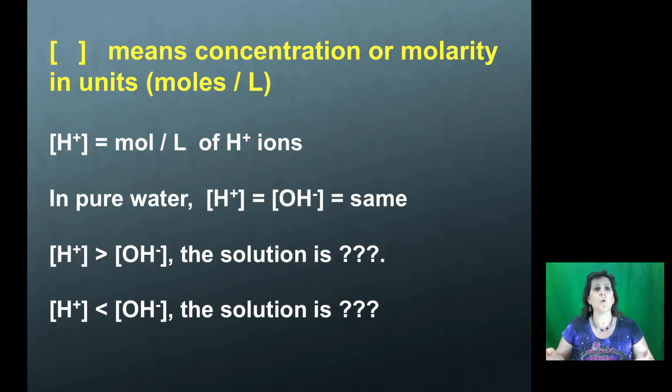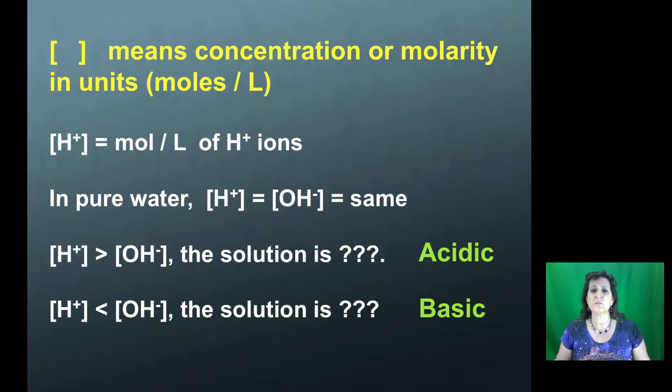When we put brackets around a chemical, it means it's the concentration of that chemical in moles per liter. So when we put brackets around H+, it means it's the moles per liter of H+ ions. In pure water, the concentration of H+ and OH- is the same. But as we just saw, if H+ is greater than OH-, the solution is acidic. And if H+ is less than OH-, then the solution is basic. So hopefully you got those two right. When we have more H+, we're acidic. When we have more hydroxide, we are basic.